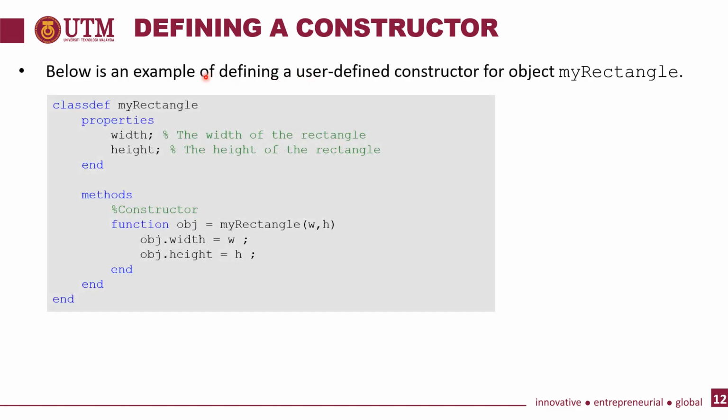Below is an example of defining a user-defined constructor for object myRectangle. This is your class definition. This is your class name myRectangle, and these are the properties. Here inside the methods, you are initializing a constructor. You must put function obj equals myRectangle, so the name must be similar to your class name. Then the input, which means what kind of value you want to set, the width or the height. In this example, we want to set both w and h, where w equals obj.width and h equals obj.height. It is all referring to the width and height here. So this is how you define a constructor.